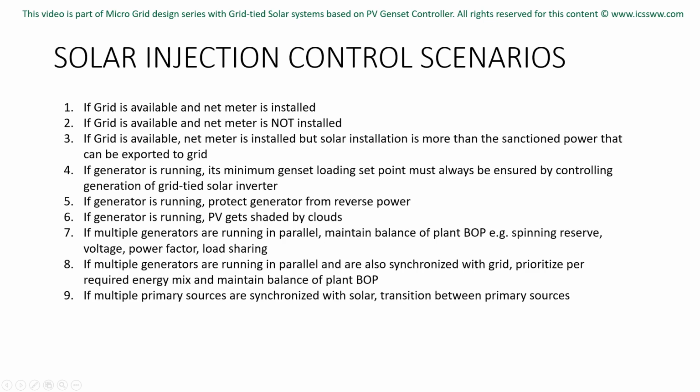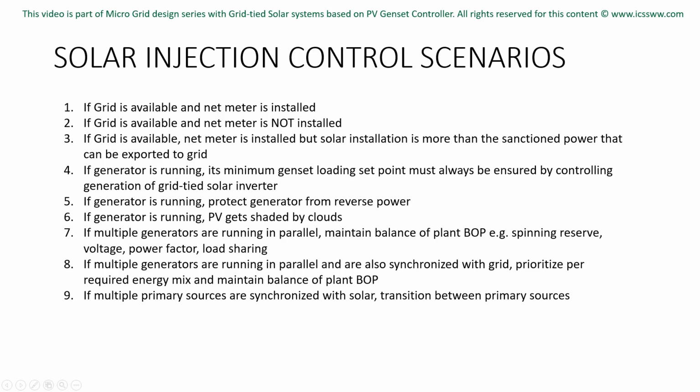Number 1, if grid is available and a net meter is installed, that is, your respective grid has allowed you to reverse feed into the grid. In such a scenario, grid-tied inverter power must be at its full available capacity. Number 2, if grid is available and a net meter is not installed yet, you would want your inverter to run in self-consumption mode only and not to export. This mode is also known as zero export mode.